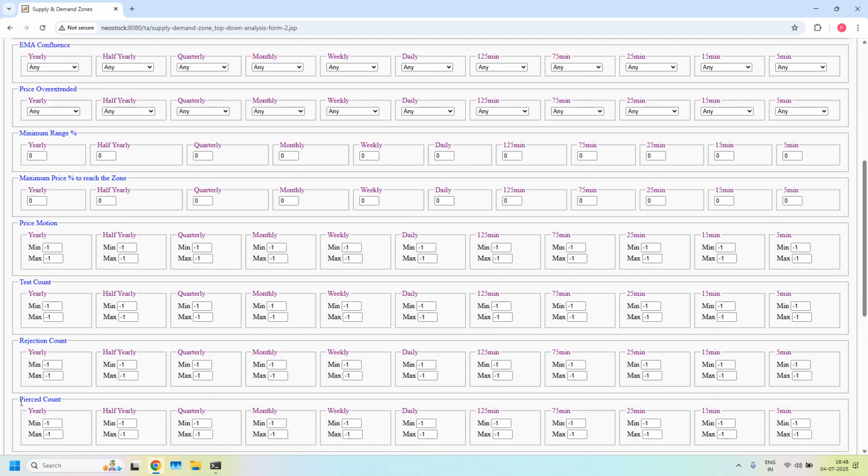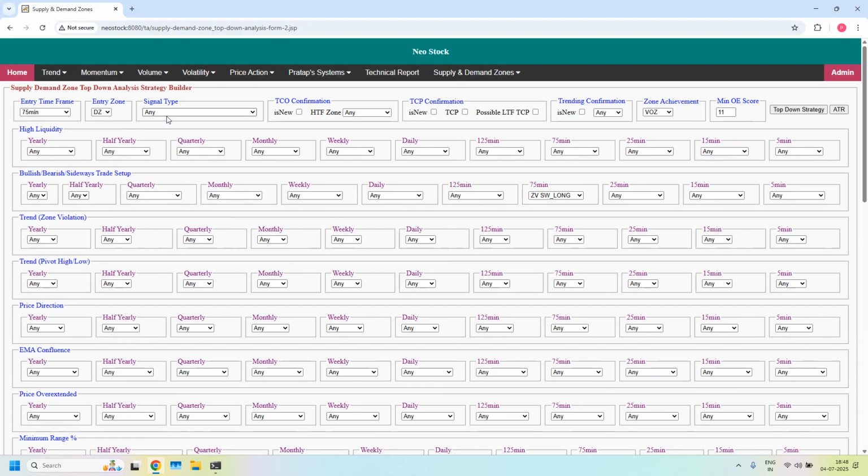So in the pierced count parameter at 75 minutes time frame, I am setting minimum value 0, maximum value 0. That means pierced count should be 0. Pierced count 0 means the zone is not pierced. Which zone? Demand zone or supply zone? Whatever you select here, we selected 75 minutes demand zone. So for 75 minutes demand zone, the pierced count 0 will be applied. Only those stocks having pierced count 0 will be displayed.